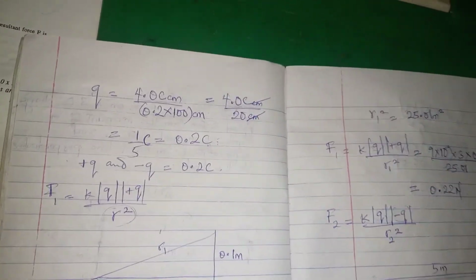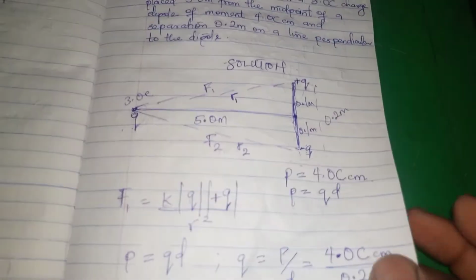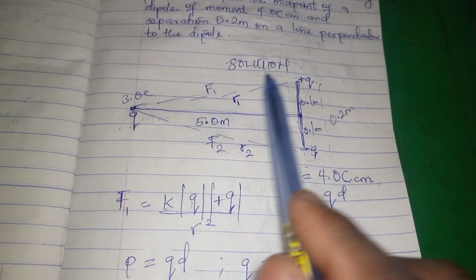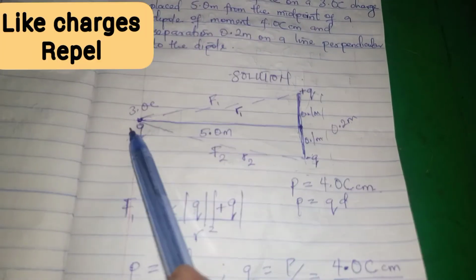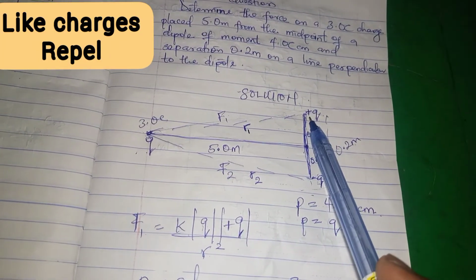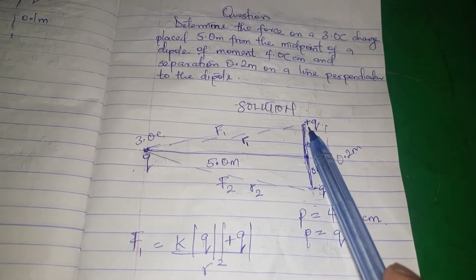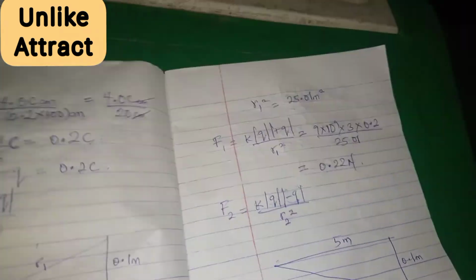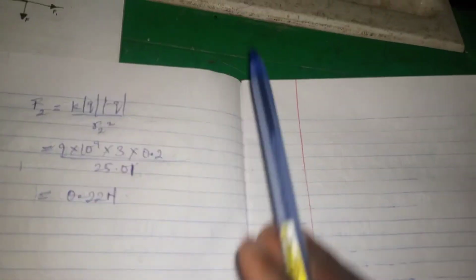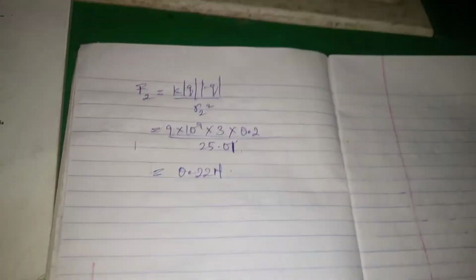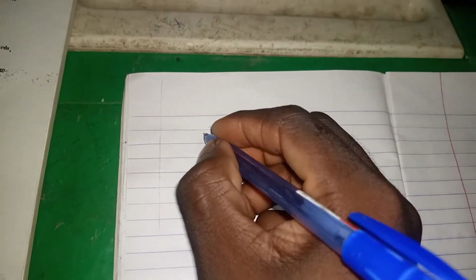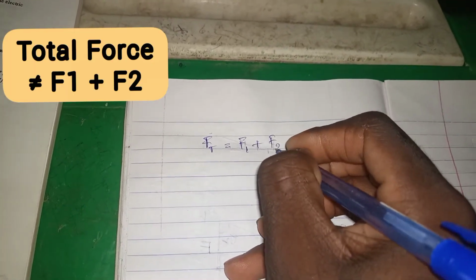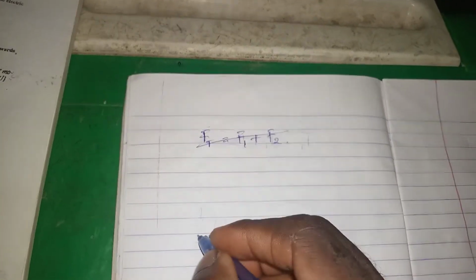The difference between F1 and F2 remains the fact that F1 is going to definitely be repulsive, because this is positive and this is positive. You understand? This is positive and this is positive. Why is this going to be attractive? This is a positive and this is a negative. So they are not actually different in magnitude, but just in the way they will act. So the total force is not going to just be F1 plus F2, but we are going to consider the diagram again.